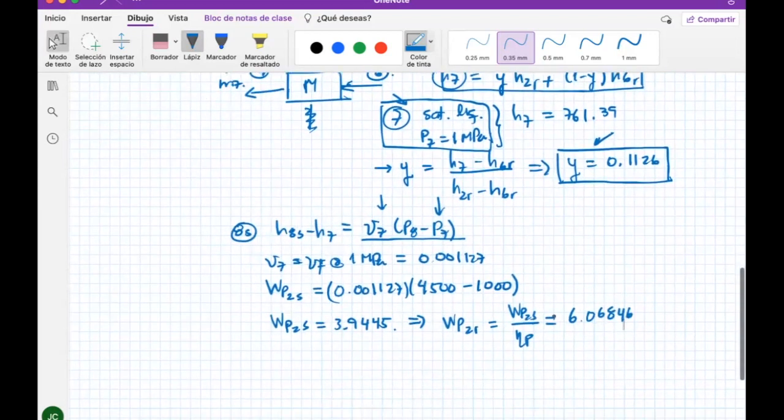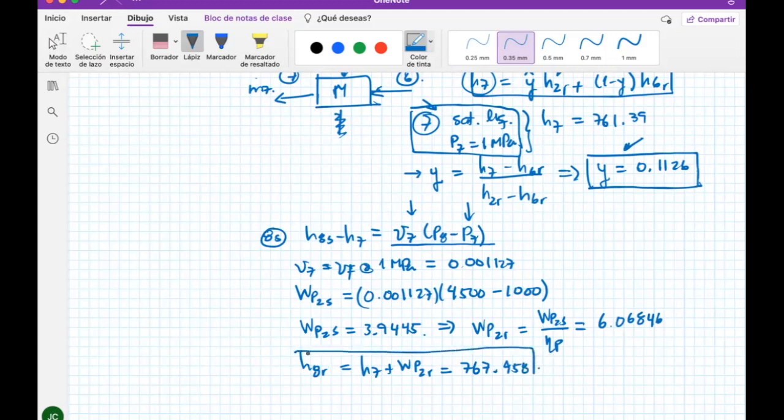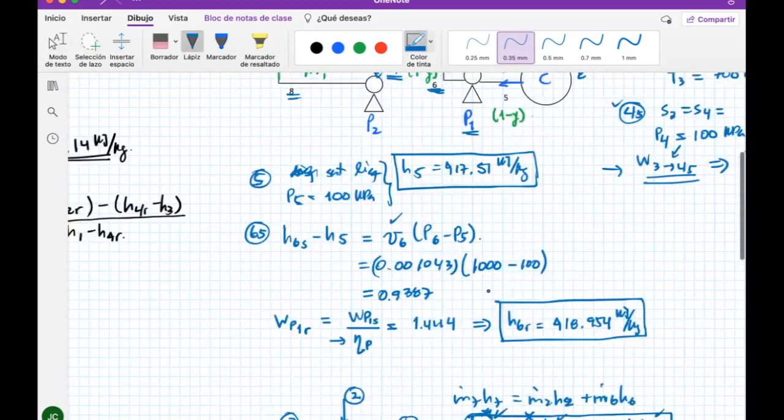And you can also get H8R here. It's actually H7 plus the real pump work. And this is going to be equal to 767.458 kilojoules per kilogram. This one is an important one because it's going to go into the steam generator.